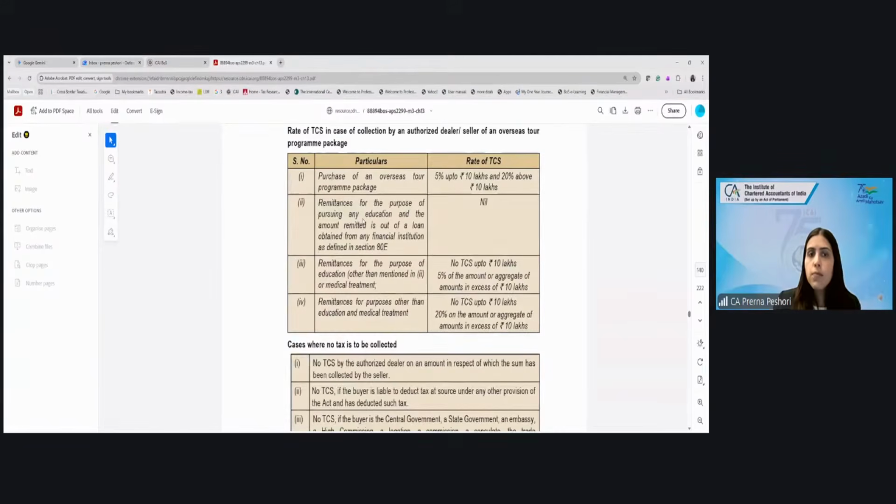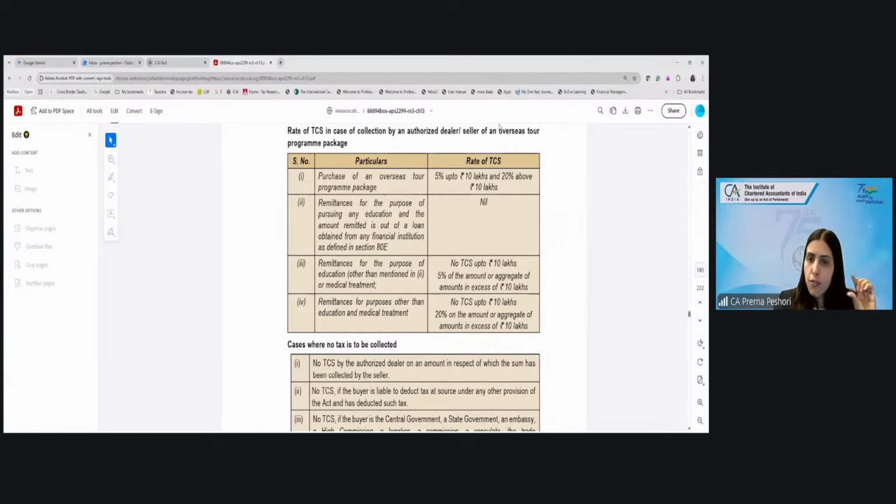For remittances for the purpose of education, and if the education is sponsored through a loan taken, TCS is nil. If the remittance is for the purpose of education other than through a loan, or for medical treatment, up to 10 lakh, no TCS; beyond 10 lakh, it is 5%. If the remittance is for any other purpose, then no TCS up to 20 lakh, but beyond 20 lakh, it will be 20%.